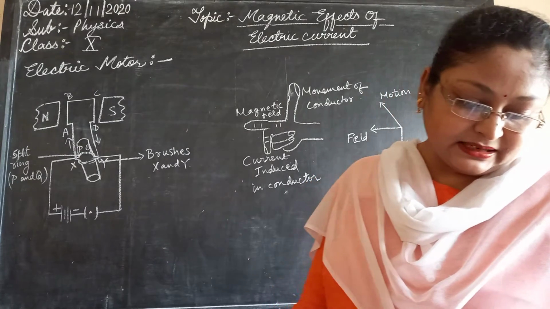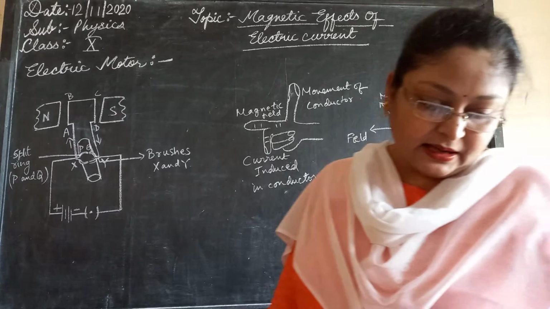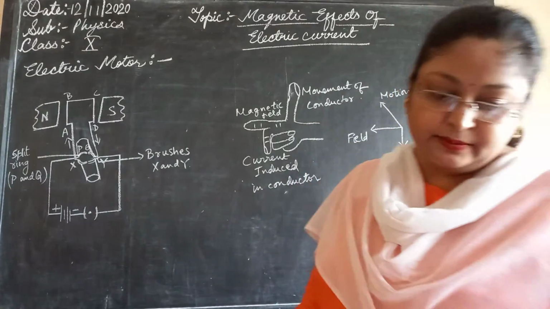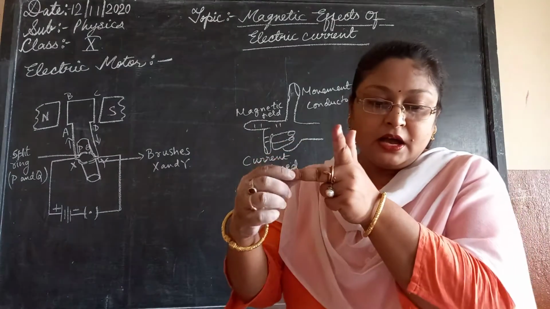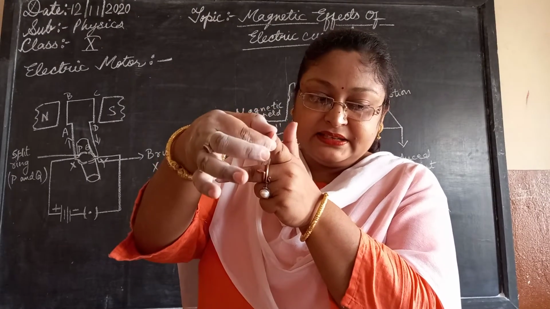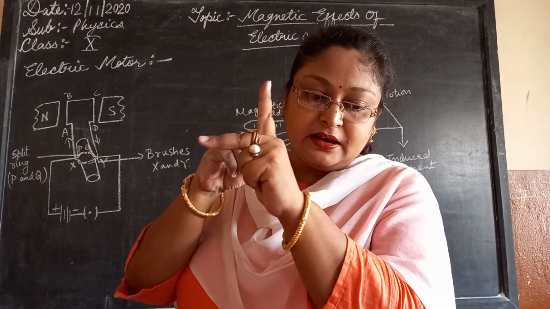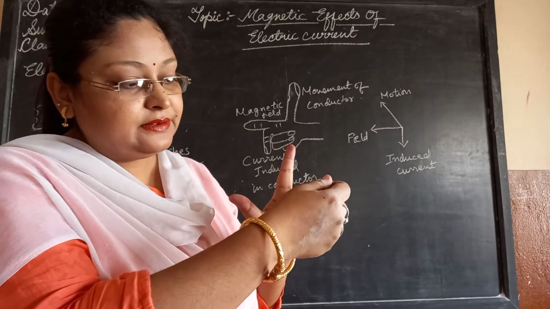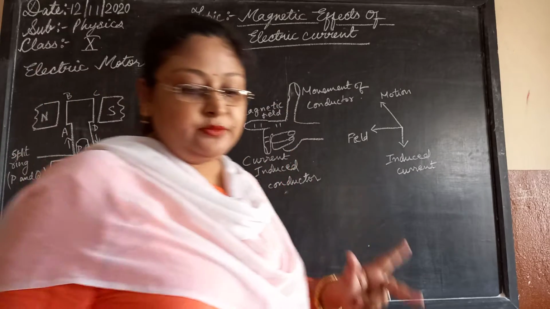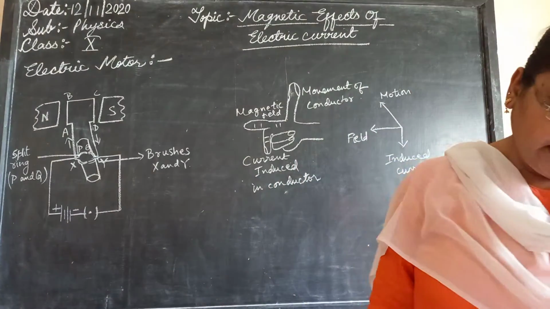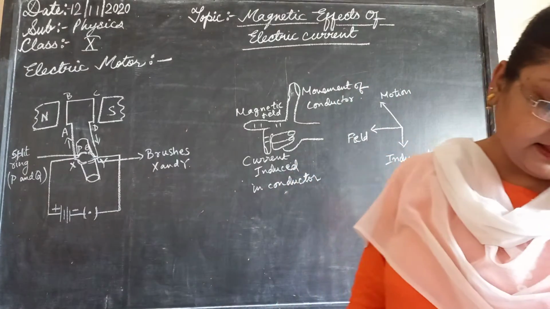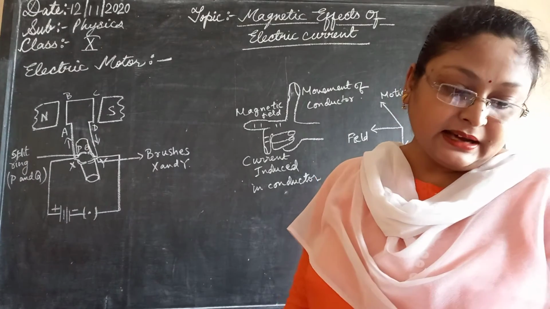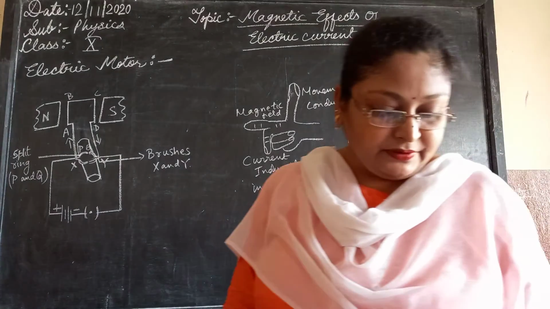Now apply Fleming's left hand rule for a conductor carrying current. What is Fleming's left hand rule? This is the current, this is the field, and this is the motion. This is current, field and motion. From Fleming's left hand rule we are able to find which one is force, which one is field, and which one is current.